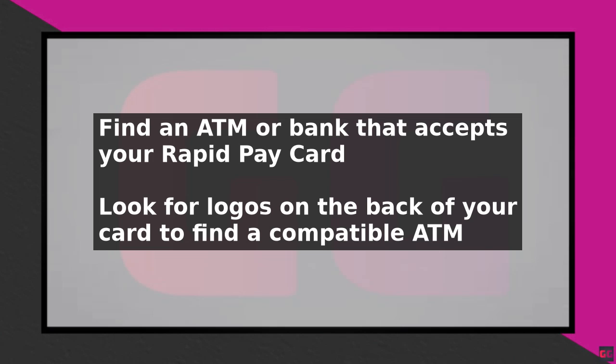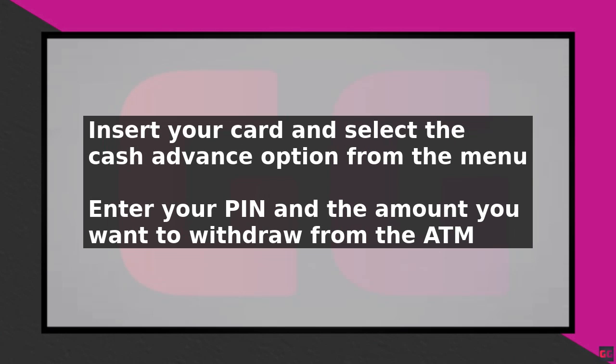Once you have found an ATM or bank, you will need to insert your card and select the cash advance option from the menu. You will then be prompted to enter your PIN and the amount you want to withdraw. It is crucial to note that cash advances often come with fees, which can range from 3 to 5% of the amount withdrawn. Additionally, interest rates on cash advances are often higher than those for regular purchases.